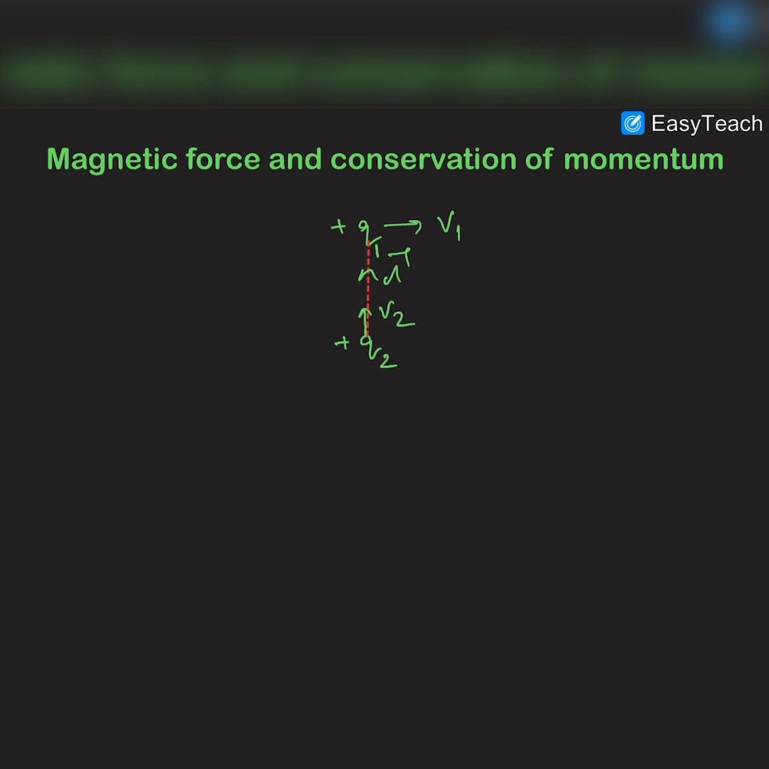Now let us find out the magnetic force acting on q1. First of all, we know that any magnetic force acting on q1 will be due to the magnetic field created by q2 on q1. So let us name the magnetic field B21. It is the magnetic field due to 2 on 1.